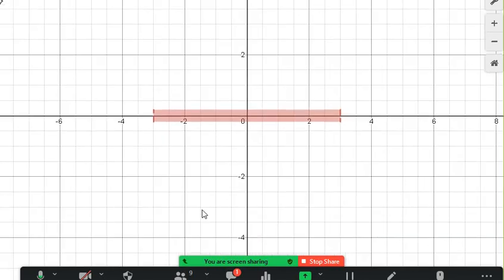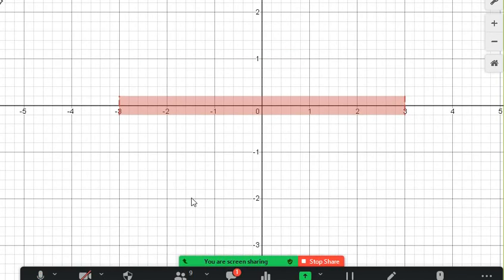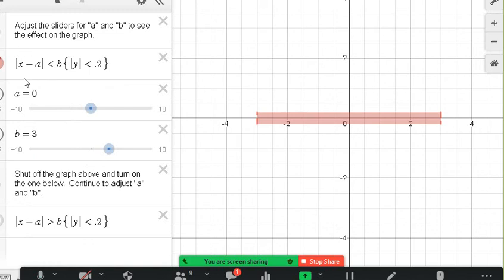If I adjust it this way, can anyone tell me what absolute value inequality this one would have to be? What would something like that have to be without seeing what I wrote? This would have to be absolute value of x is less than 3. Sure. All right. But what if I did an absolute value greater than case?